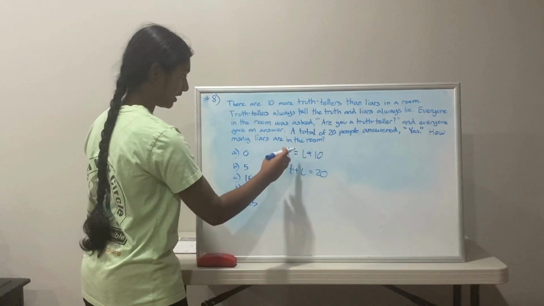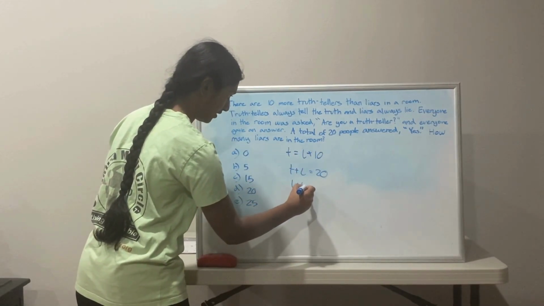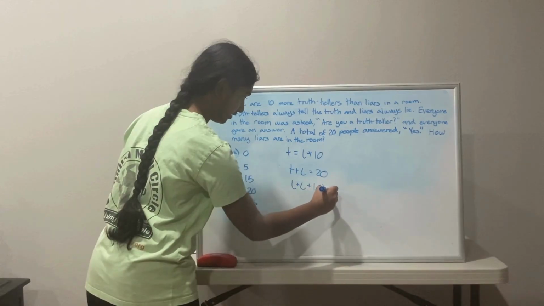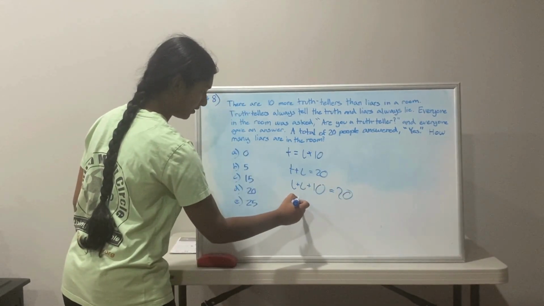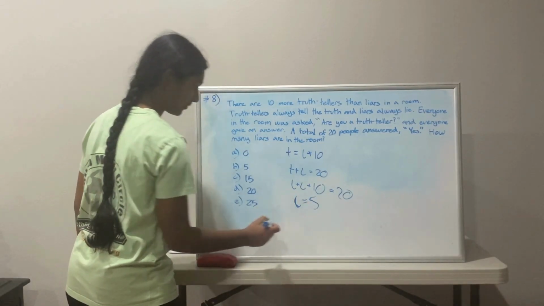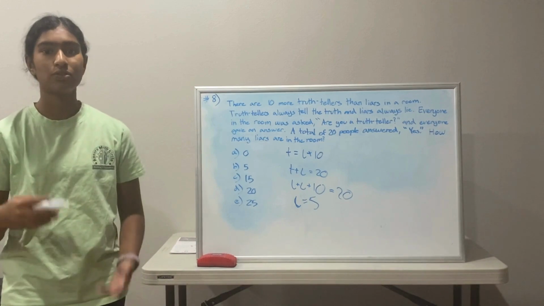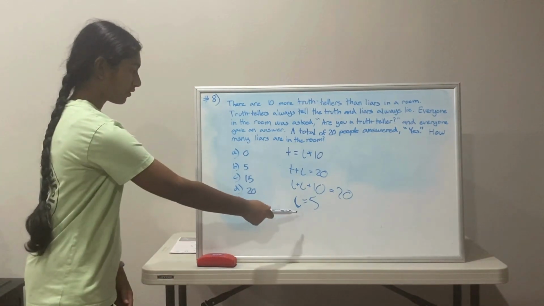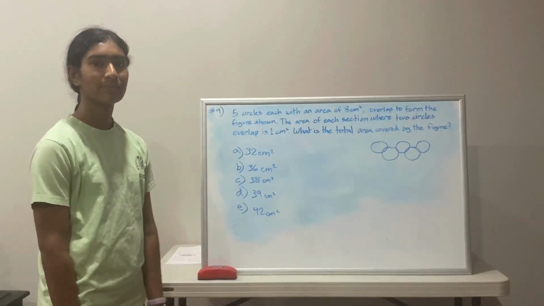And now we'll just plug in this. So we've got L plus L plus 10 equals 20. And I'm pretty sure you can solve this and figure out that L equals 5, because 20 minus 10 is 10, divided by 2 is 5. So there are 5 liars, and our answer is B.